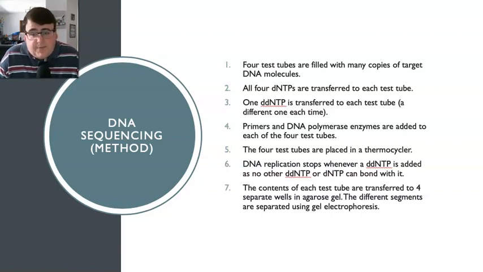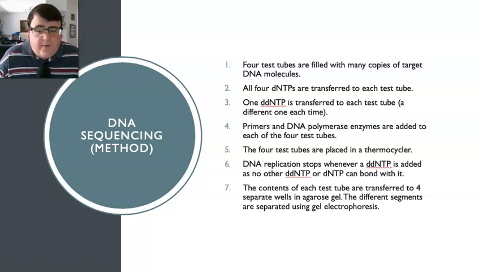We also add to each test tube primers to help the elongation of the DNA chain. We also add DNA polymerase enzymes to help create the sugar phosphate backbone and place the nucleotides in place. We then place all 4 test tubes into a thermocycler, and we let that process happen. Now, DNA replication will stop whenever that ddNTP is added, because no other ddNTP or dNTP can bond with it.